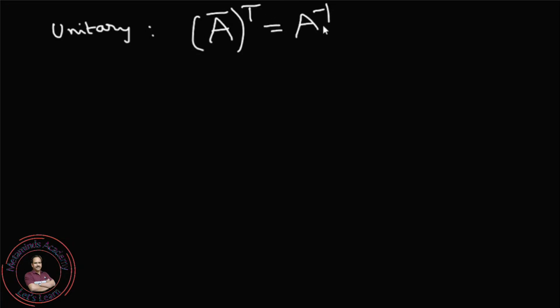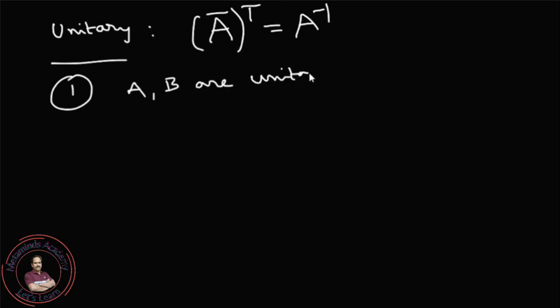Next, coming to the unitary matrix. Just now we have seen in the first slide, a unitary matrix means A bar whole transpose is A inverse. There are some properties of unitary matrices. The first one: if A and B are unitary, then the product A into B is also unitary.